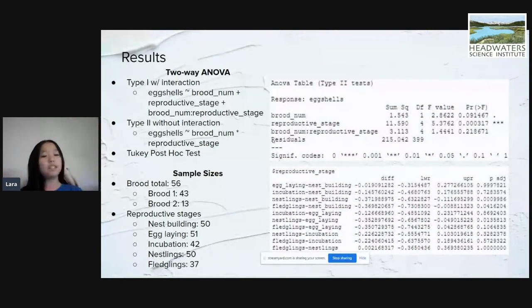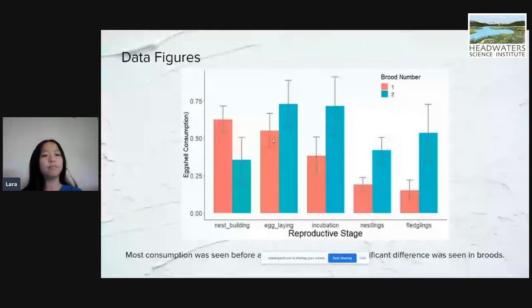test. I had a total of 56 for brood, and I had 43 for brood 1 and 13 for brood 2. Reproductive stages ranged from 40 to 50. This is my graph. The most consumption was seen in nest building and egg laying. Although statistical tests did not show any significance in the different broods, there was a general trend that there was more consumption during the second brood.